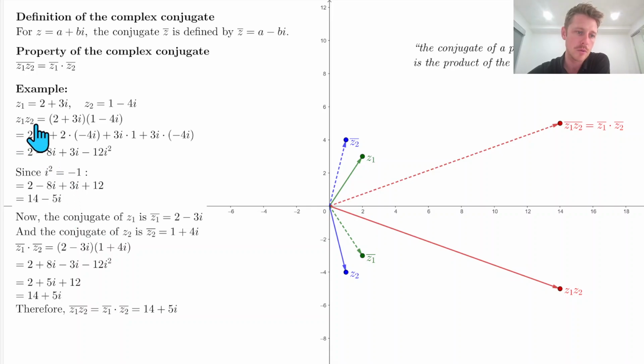So Z1 multiplied by Z2 is 14 minus 5i. So that's a complex number that's sitting over here somewhere. Okay, so now let's think about this property.